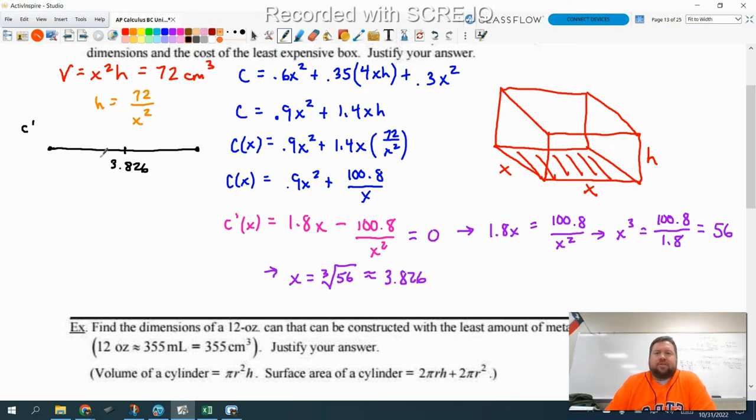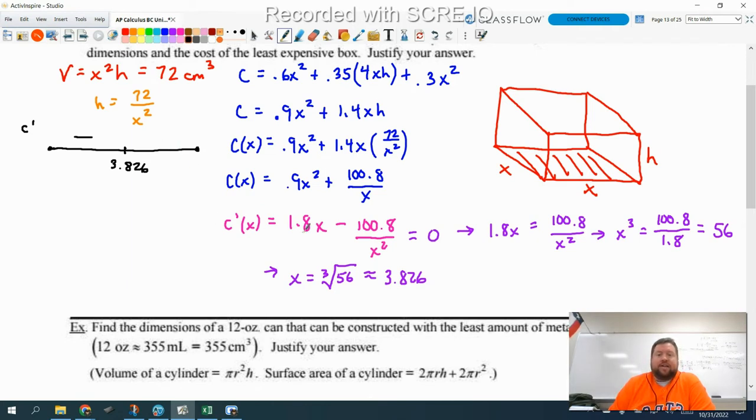And I'm picking values specifically because they are going to let me evaluate this without a calculator. All right, I always want to try to evaluate without a calculator if I can. Okay, so if I plug in 1, then I just get 1.8 for that first one. If I plug in 1 here, 100.8 divided by 1 is 100. So it's 1.8 minus 100.8. Definitely a negative number.